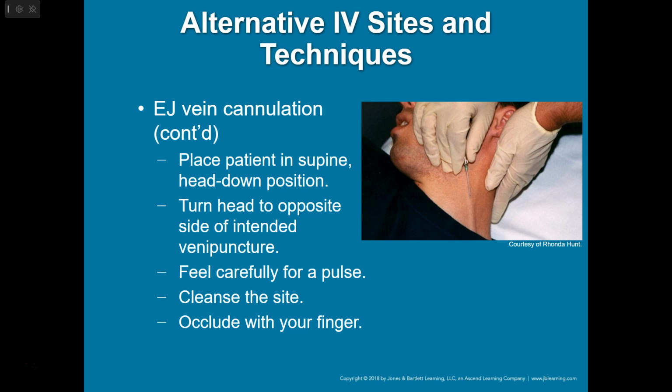Make sure you're palpating that ahead of time. Make sure it's not pulsing and it's not the carotid artery or something like that. Place patient in supine, head down position. Turn head to the opposite side of the intended venipuncture, of course. Feel carefully for the pulse. Cleanse the site. Include it with your finger. It's kind of hard to pull traction on the neck there, so if that vein rolls on you, it can be kind of hard to prevent that.